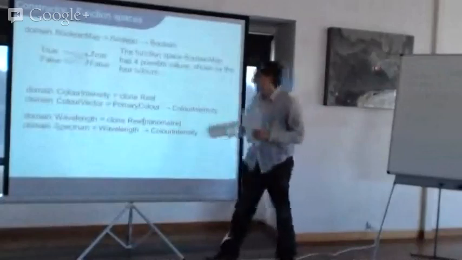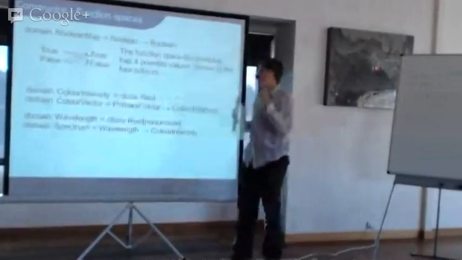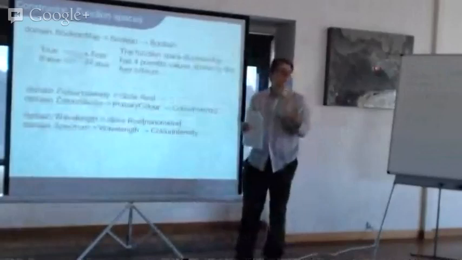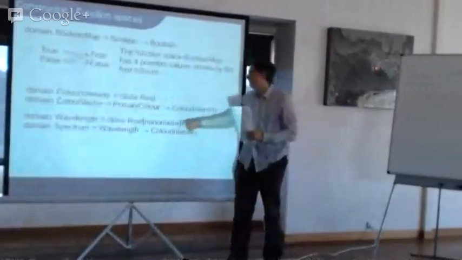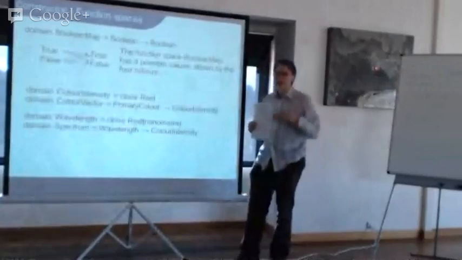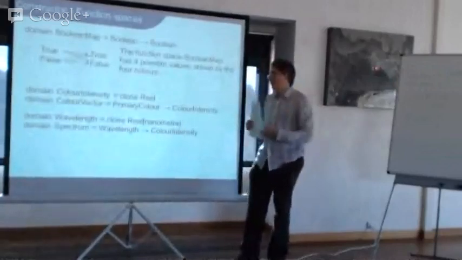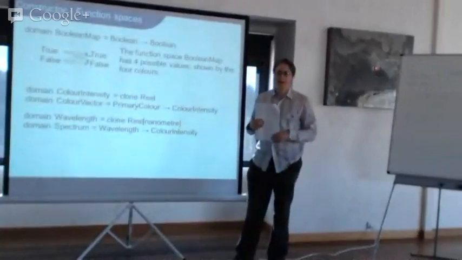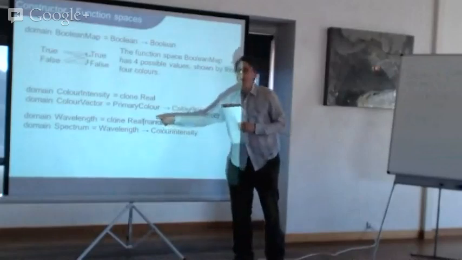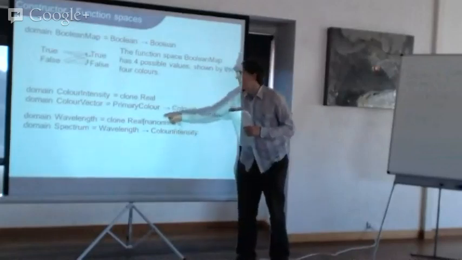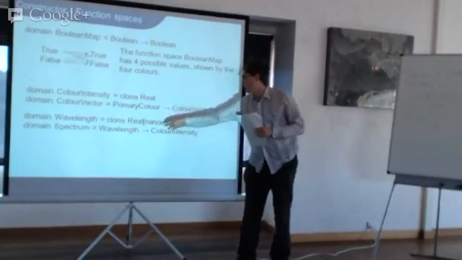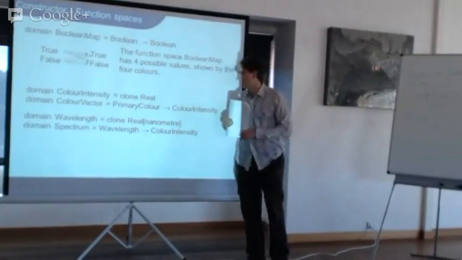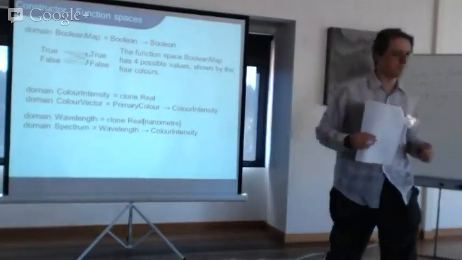For example, suppose this was a Cartesian product, like primary color times primary color, then you'd be representing a matrix. Or you could represent arbitrary tensors as well, as you start to have higher dimensional products here. In addition, you can represent spaces where you have an infinite dimensional domain. So for example, let's say you're representing a spectrum, then you could have a function space from the wavelength onto the color intensity. And now you've got a space over a continuous domain.